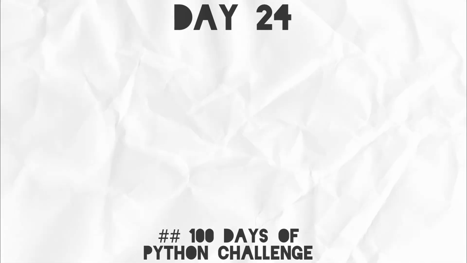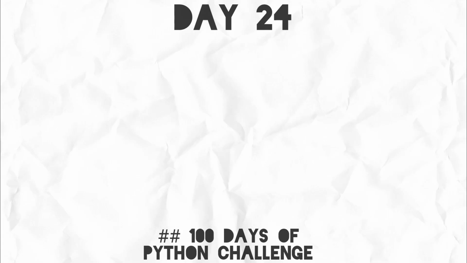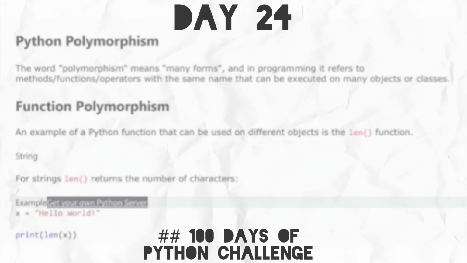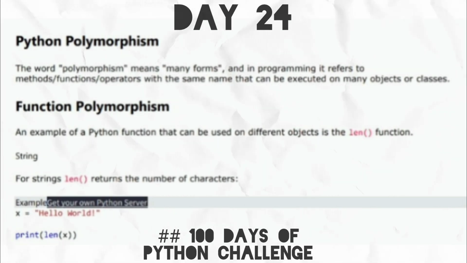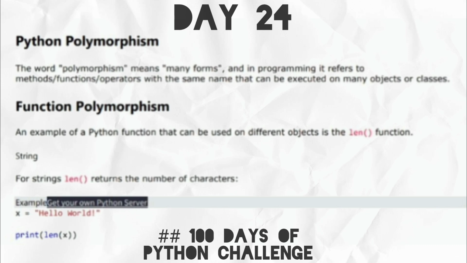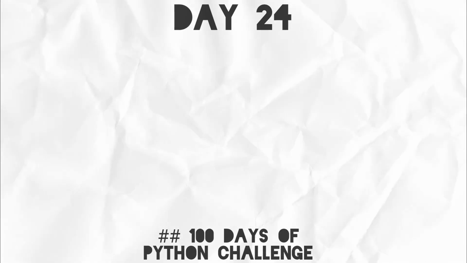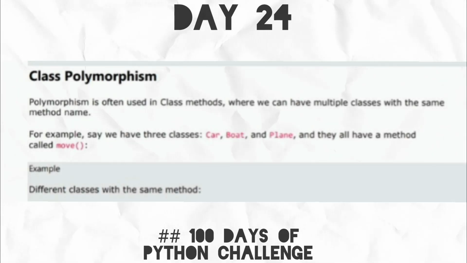Today we are diving into the fascinating world of Python polymorphism. First one, function polymorphism. Did you know that the length function works on different types of objects in Python? Let's take a look. Whether you pass a string, a tuple, or a dictionary to the len function, it will return the appropriate length for that object. Isn't it neat?